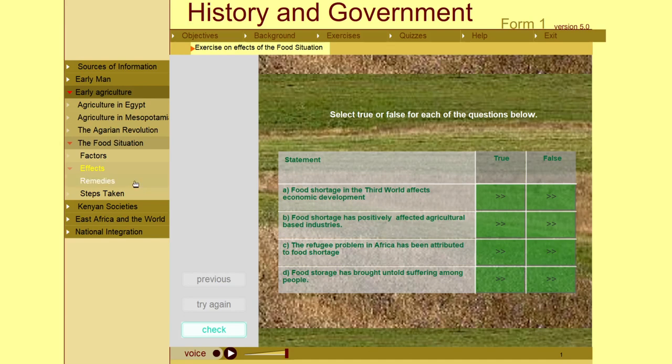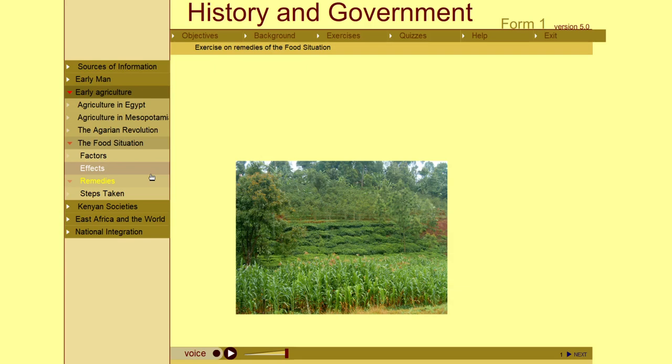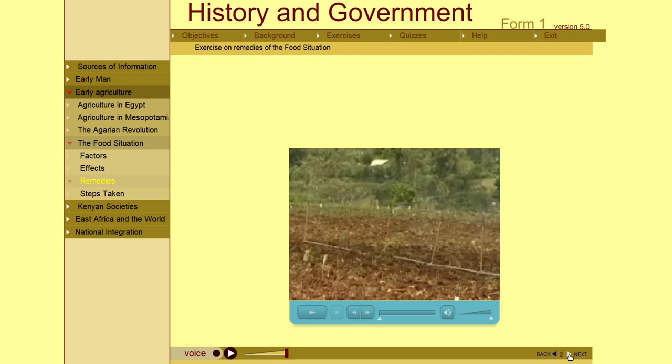Third world countries have taken several steps to alleviate the food problem. Some of these include: 1. Introduction of new methods of farming, which have resulted in increased production. 2. More land has been brought under irrigation to counter the inadequate rainfall. The movie provided shows irrigation taking place.